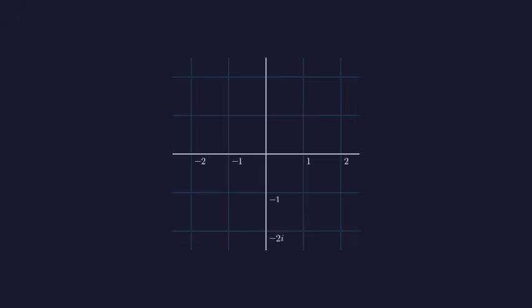Start by picturing a standard two-dimensional grid. The horizontal axis represents the real numbers we use every day, while the vertical axis represents imaginary numbers. We begin our journey at the number 1 on the real axis. Visualize a vector or an arrow stretching from the center origin out to the number 1. This is our starting position.